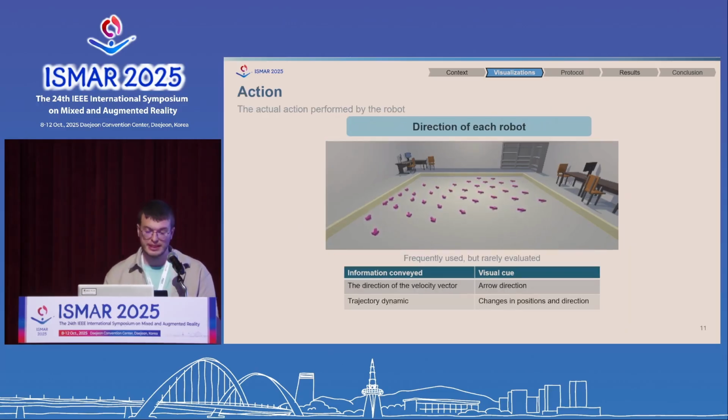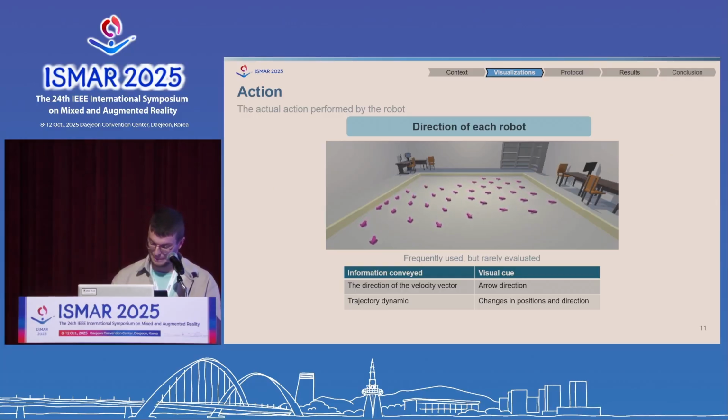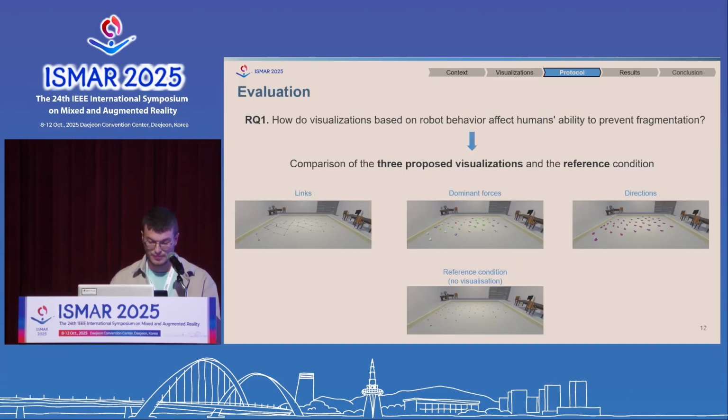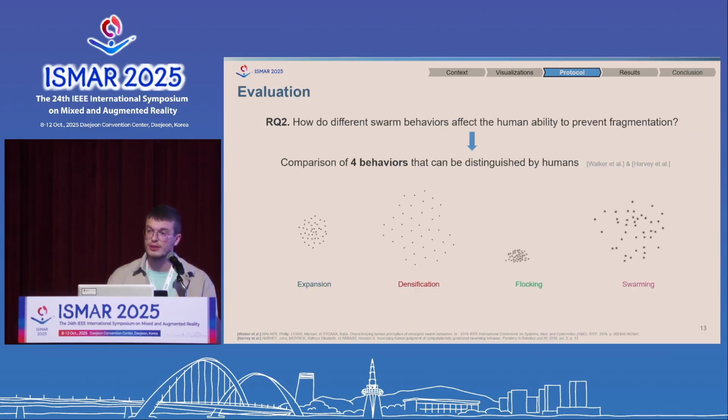And finally, for the last aspect, the action part, as our robots only move, we will display the direction of the robots. It's a visualization which is frequently used in robot swarms, but rarely evaluated, so it will be the occasion to test it. So in this study, we will compare this visualization with a reference condition showing no visual cues. We will also compare the 4 behaviors obtainable with our model to answer the second question.